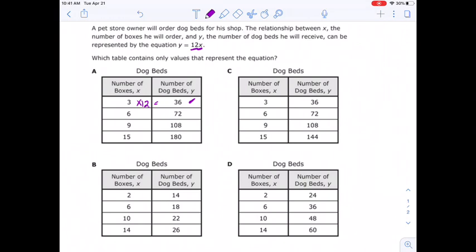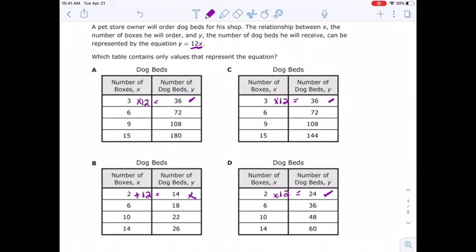And here's where I want to show you why you have to be careful. Look at the first line of C. It's correct. Look at the first line of D. It's correct. What's wrong with the first line of B? Well, 2 times 12 is not 14. 2 times 12 is 24. This would be 2 plus 12, and that's not the relationship that we're looking for. So we've eliminated B.